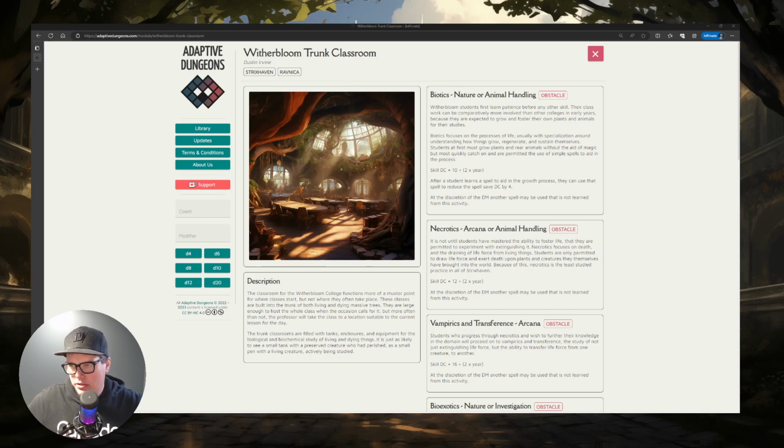That means, yes, we're talking about those plant-loving, death-obsessed high school university students. It's fine. So this classroom, I imagined, similar to other classrooms, is having kind of a unique flair to it. The unique flair for the Witherbloom classroom is that all of the classrooms are built into the various trunks of various trees across the Witherbloom campus.